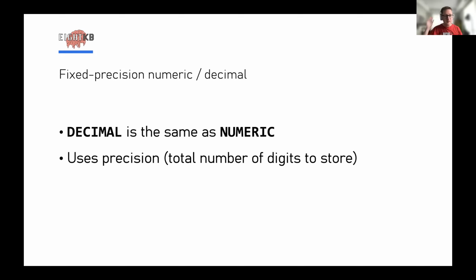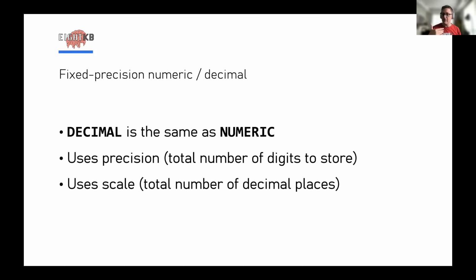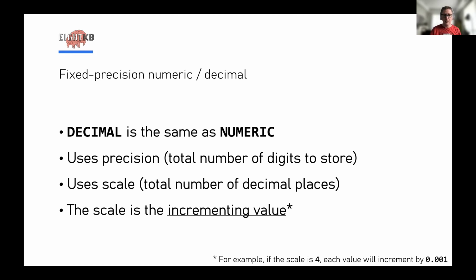They use precision, which is the total number of digits to store. So if you've got 4319 point whatever value that you're storing, that value that I just read out is 6 digits long and only a scale of 2 decimal points. So the scale is the number of decimal places. And it uses those two values together to persist the data to disk. And I'll show you how that works. The scale is the incrementing value.